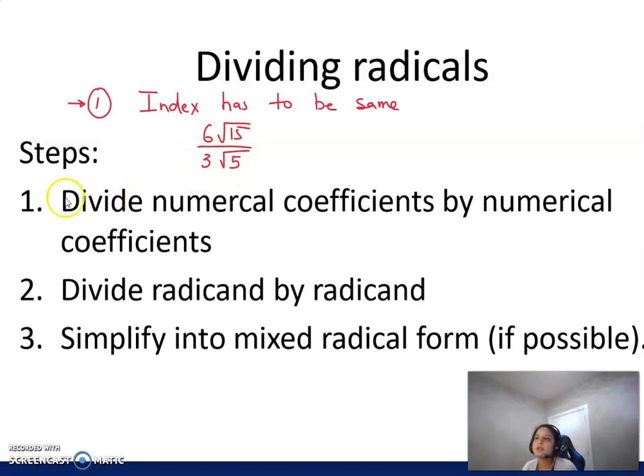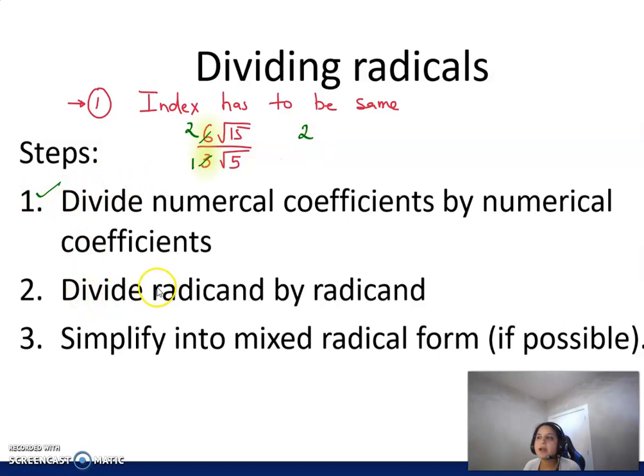So what are the rules for it? Let's go through it. It says divide the numerical coefficient by the numerical coefficient. Here the numerical coefficients are 6 and 3, so the 6 and 3 can divide or reduce each other. Sometimes they don't divide up completely, and they just reduce, and we can do that. In this case, they will divide up completely, and we get the answer of 2. That's step 1.